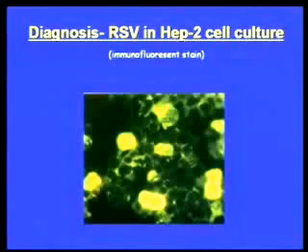Now, this is an immunofluorescence stain on cell culture. So you saw that the cell culture showed some cytopathic effect, and you wanted to specify whether this was RSV. You would target it with the immunofluorescence stain, and if the cells light up, as these cells do, they have the antigen, and therefore this tells you that it is RSV.